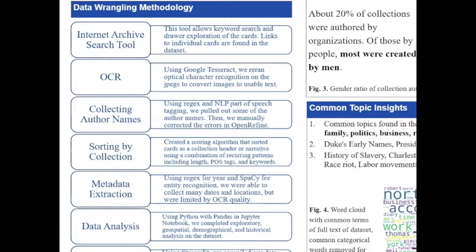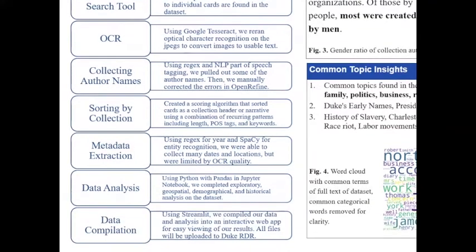Then we started making our data set. Our first step was running OCR on the JPEG files. After we had the text from that, we went about collecting the author names for our first piece of metadata. This was really important for sorting the cards by collection. After we sorted by collection, we extracted some other important metadata fields like year and location. For this, we were mostly limited by the OCR quality, but we were able to pull out a lot of really meaningful data from just the text.